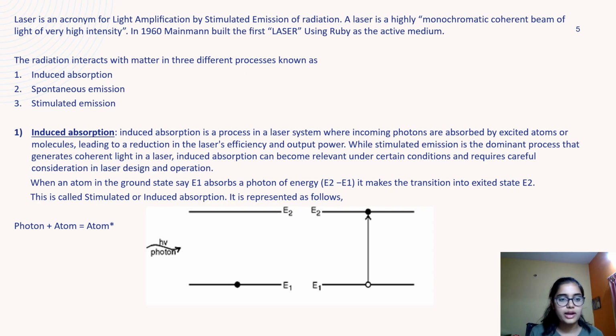Here we can see that when an atom in the ground state, say E1, absorbs a photon of energy E2 minus E1, it makes the transition into the excited state E2. When a photon and an atom are combined together, you get a new form of atom. In the figure, when the photon strikes the ground level of the atom, the electron in the ground state is excited to the higher energy state E2.